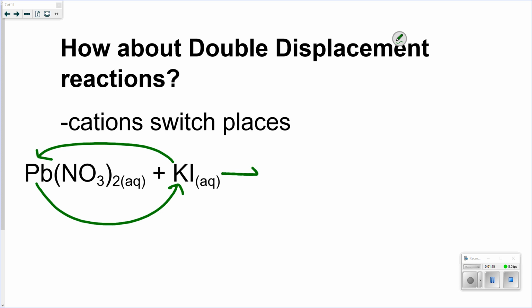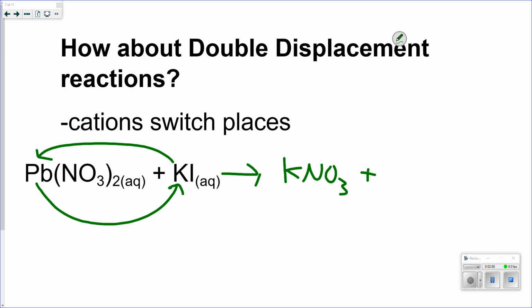Just like with single displacement, when you have a switch that occurs, you have to make sure to rebalance formulas. What I mean by that is potassium is now going to be with nitrate. Well, what's potassium's charge? +1. What about nitrate's charge? -1. So then that would be the formula, KNO3, not KNO3 2. Again, we have to rebalance the formulas.